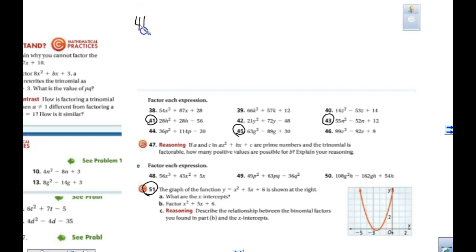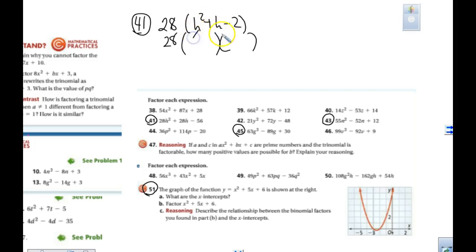Greatest common factor, as you look at 41? 28. So if I'm doing question 41, I'm going to factor out a 28. That leaves me with h squared plus h minus 2. This should not have been a hard question. This is like we did on h5, not even doing this part.